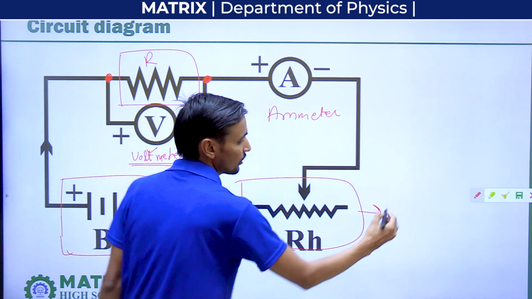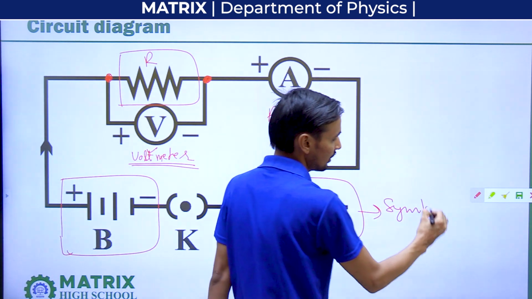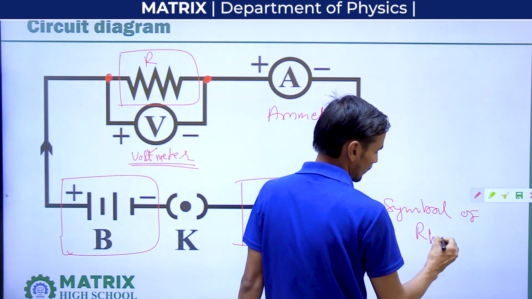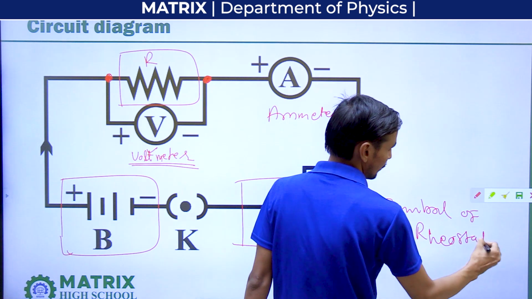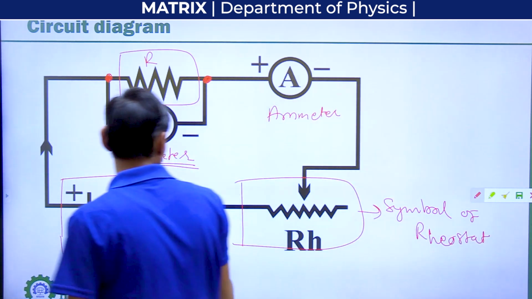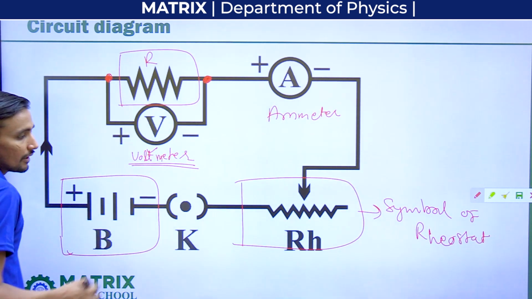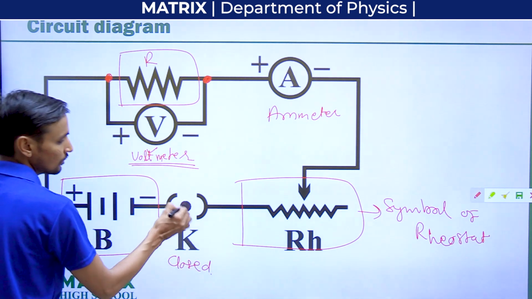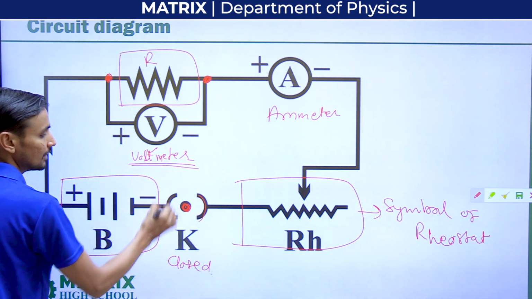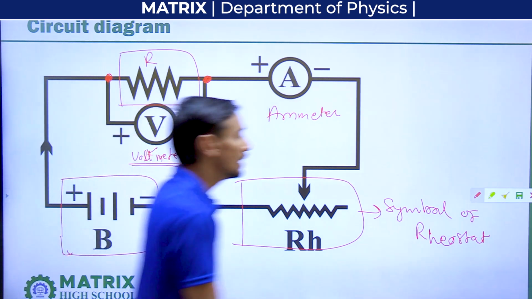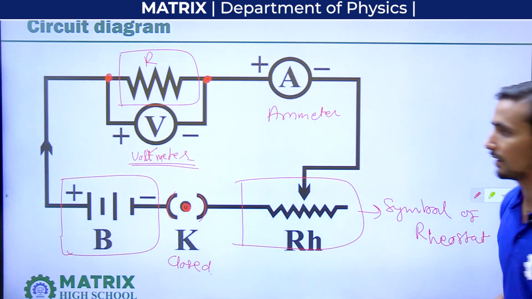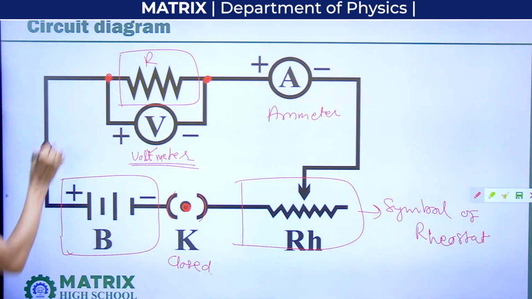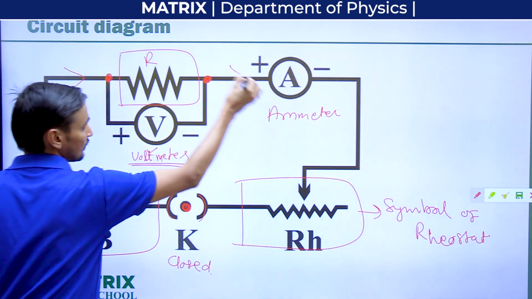This is the symbol of the rheostat, and a key is connected. Now this key is closed, because there is a dot between the brackets, so this is a closed circuit. That means a current will flow, and the current direction is shown in this circuit diagram like this.